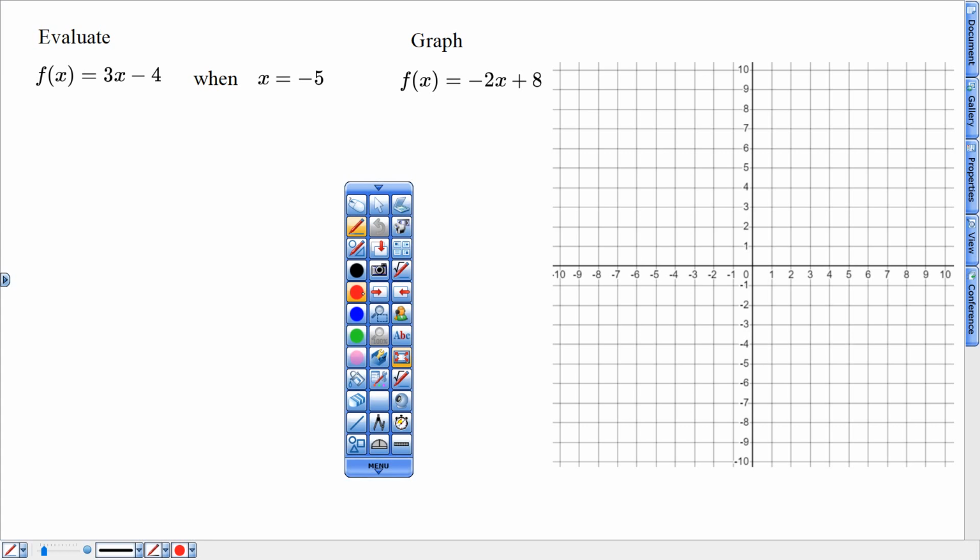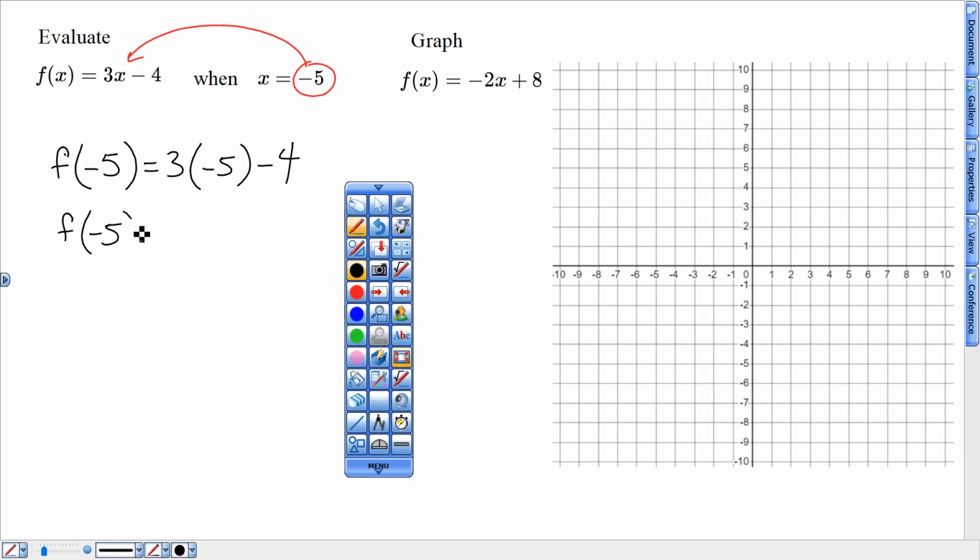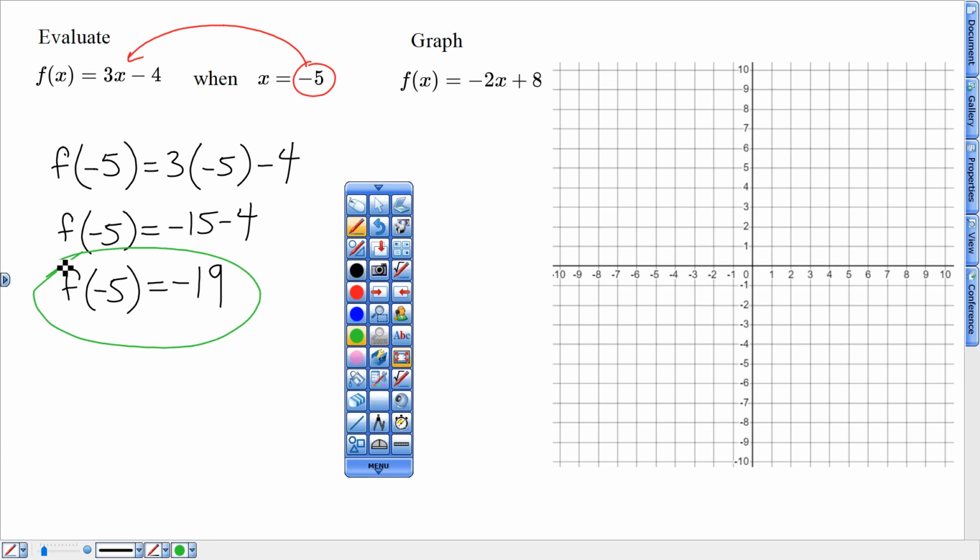Again, plugging this -5 in for X, showing it like this. F of -5: when I plug in -5 for x, gives me 3 times -5 minus that 4 gives me f of -5 equals -15 minus 4 gives me f of -5 equals -19. That's what that is. When I plug in -5 for x, I get spit out -19 for y.